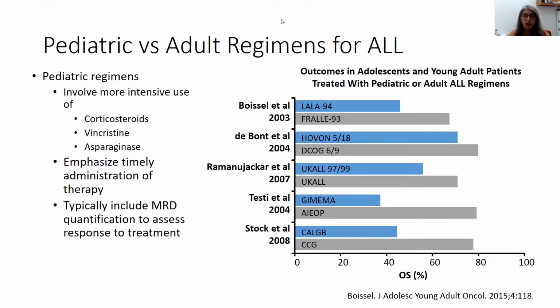Now, when you're looking at what regimen to use for patients with ALL and how that affects the outcome, with the advent of pediatric-inspired regimens for adult patients with ALL, we have consistently seen over the years marked improvement in overall survival. Just to refresh the memory of the participants, pediatric-inspired regimens tend to have more vincristine, more asparaginase and corticosteroids, therefore the toxicity is slightly higher and needs to be looked at. They emphasize very greatly the timely administration of therapy, and a very stringent MRD assessment is done so as to select out those patients who are going to do well in the long run.